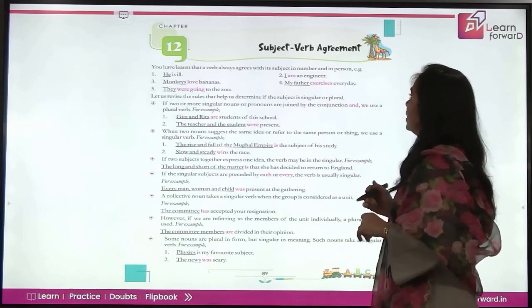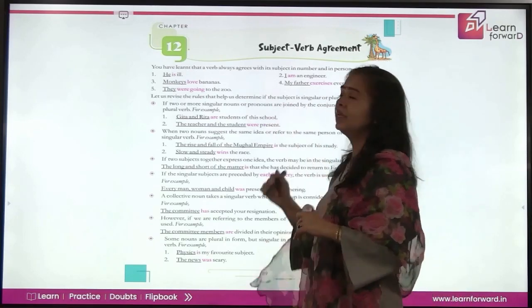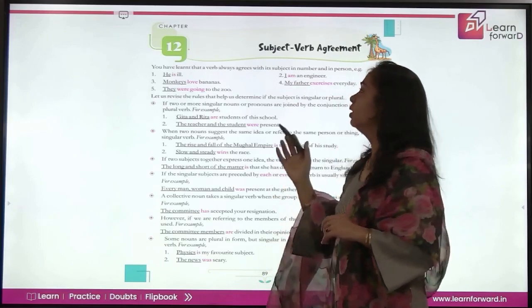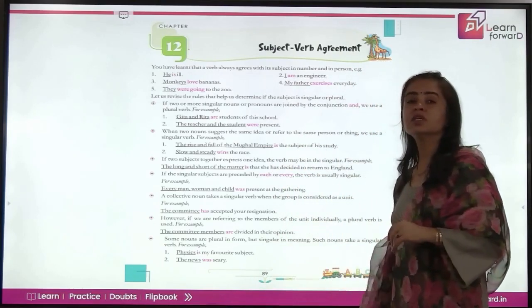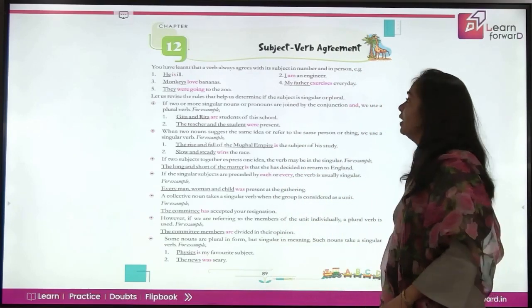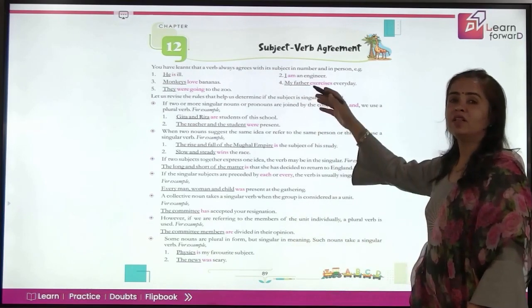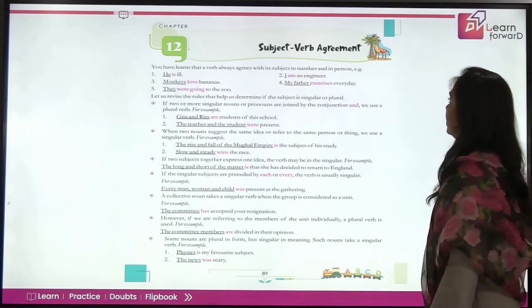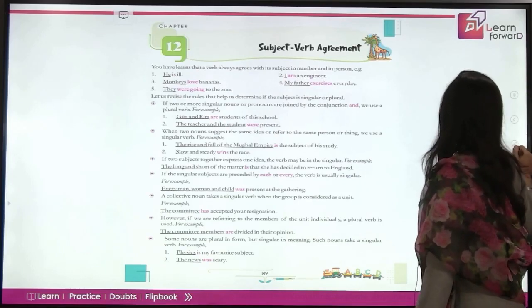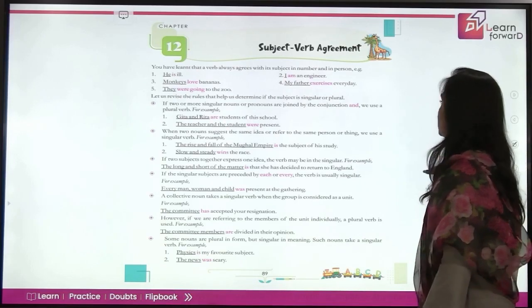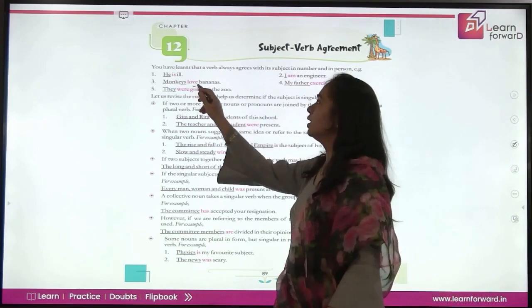He is ill. He is a singular pronoun, singular subject, so we are using singular verb with it, is. Then coming to next, I am an engineer. So with I, we always use am. Next is monkeys have bananas. So monkeys is plural, so we are using here plural verb.